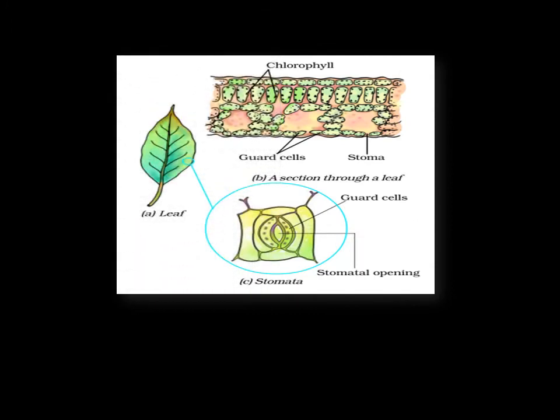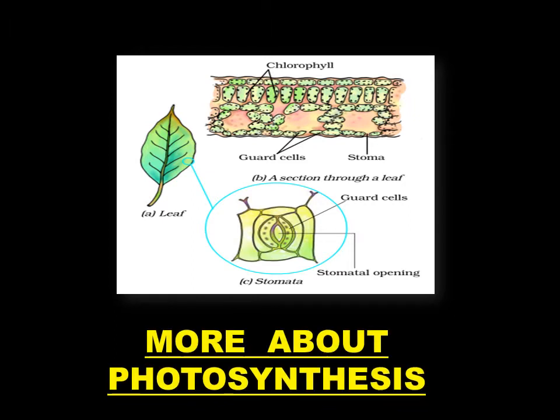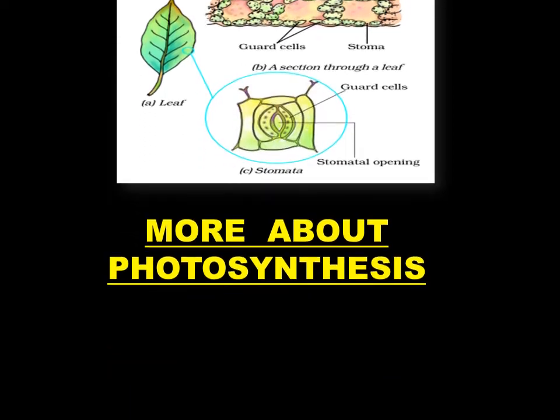Now we have, you can see there are guard cells, and these are stomata. You can see this is a leaf, and this is the inner structure or the closer view of stomata. You can see these are the stomata openings, the little tiny dots. These are stomata openings, and the space between is a stomata opening. This is more about photosynthesis.